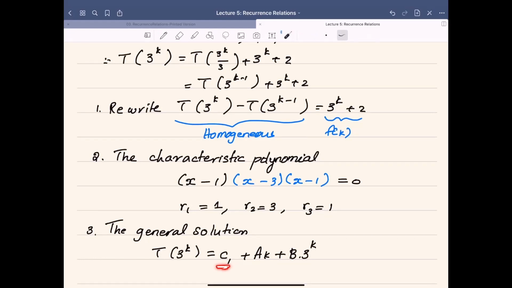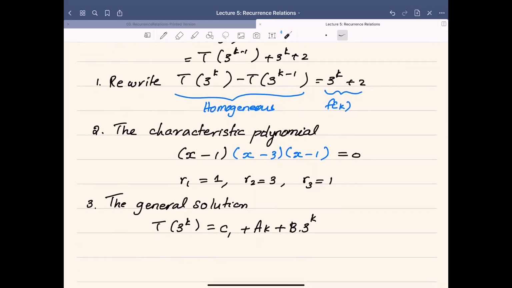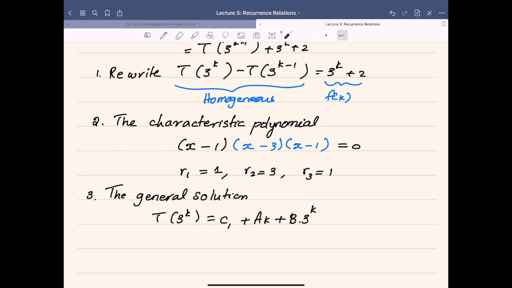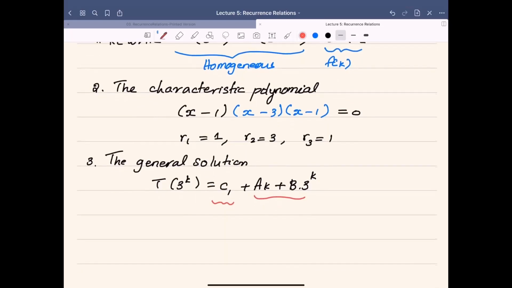So since 1 is repeated, we assume that we have C1 plus C2 multiplied by k. But I'm replacing C2 by A, as you remember that for the constants for the particular solution, we want to use different letters than the homogeneous constants. So we have now two parts of the recurrence relation. Here the general solution. This part obtained from the homogeneous and this part obtained from the non-homogeneous.